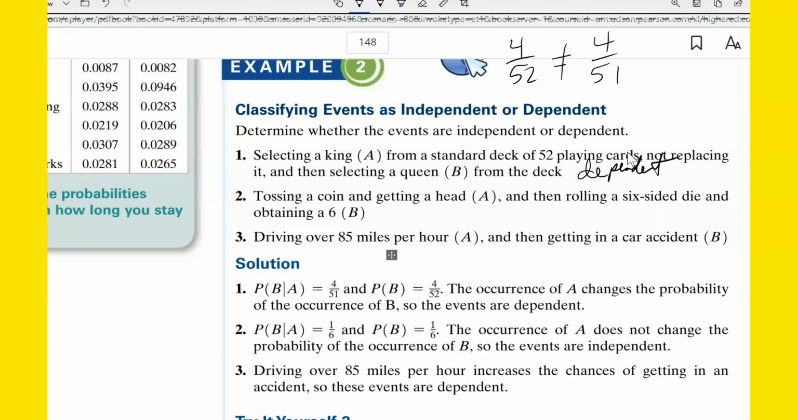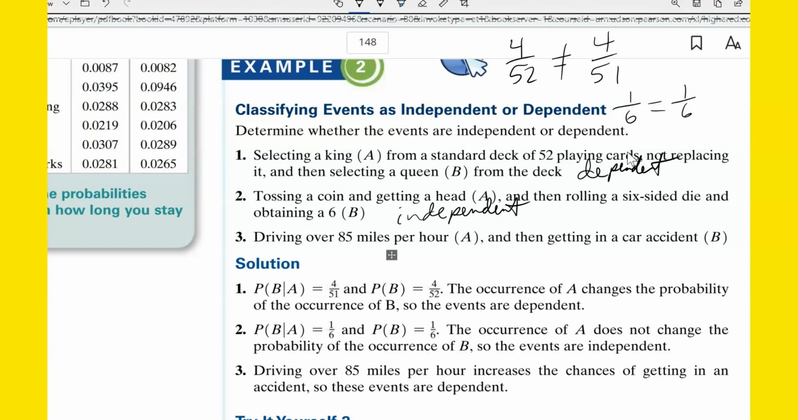Tossing a coin and getting a head, then rolling a 6-sided die and obtaining a 6. So, what's the probability of getting a 6? 1 out of 6. What's the probability of getting a 6 given that you already tossed a coin and got heads? Well, it's still 1 out of 6. These are equal. These two events are independent because they don't affect each other at all.